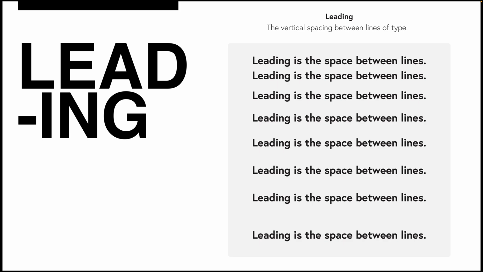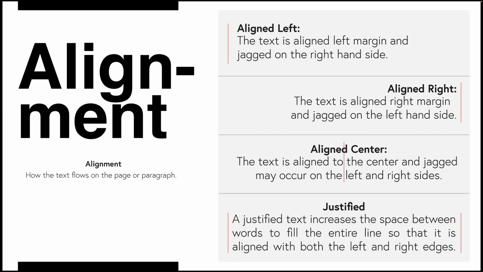Next up, we have leading. Leading is the vertical space between lines of type. And you can see in this example, the leading is increasing as we move our way down the page here. And the last one for this video is alignment.